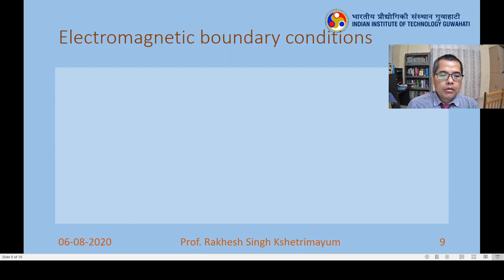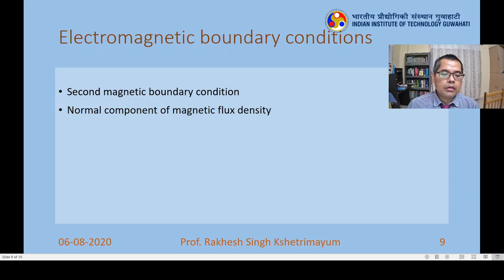So this completes all the electromagnetic boundary conditions. Let us summarize it. We have one more, the second magnetic boundary condition. The second magnetic boundary condition has to do with the normal component of the magnetic flux density, and in scalar form it can be simply written as Bn1 is equal to Bn2. It says that the normal component of the magnetic flux density in region 1 is equal to the normal component of the magnetic flux density in region 2.